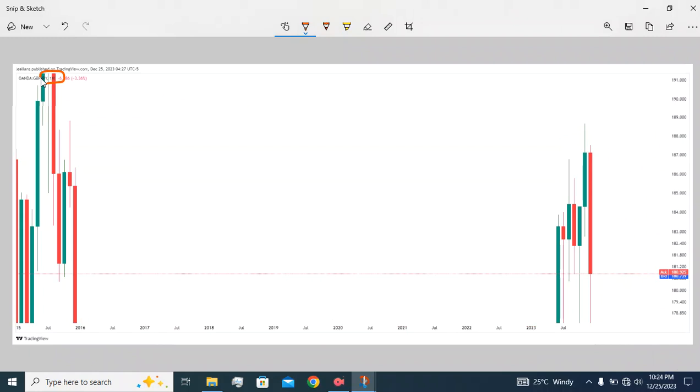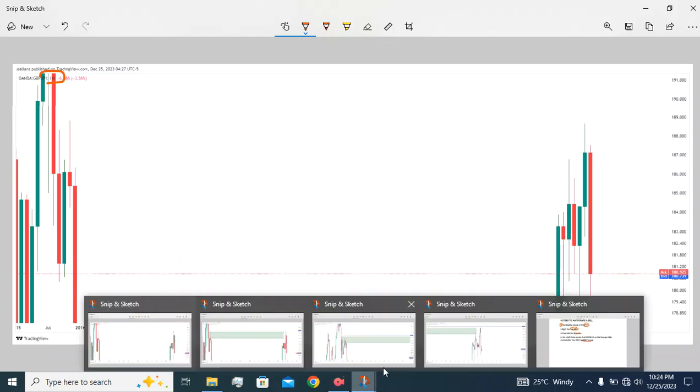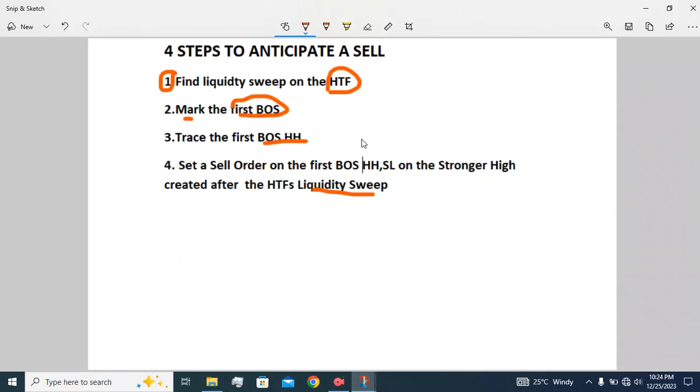whereby it is a very clear chart, has no markings on it, no lipstick on it, and we are saying we want to anticipate a sell. We always anticipate a sell from the higher time frames as we drop down on the smaller time frames, right? So this one was on the monthly time frame, where we said step number 1 is find the liquidity sweep on the higher time frame.